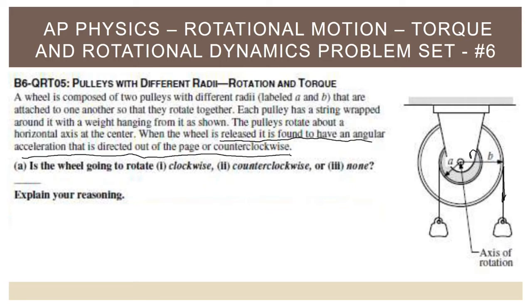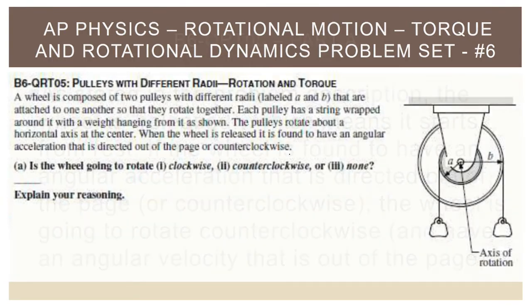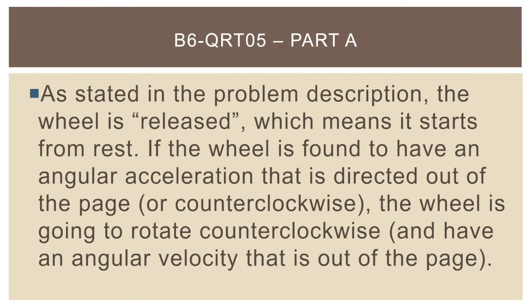And so as we mentioned here, the question says, is the wheel going to rotate clockwise, counterclockwise, or none? And the question says, when the wheel is released, it's going to have an angular acceleration that's counterclockwise. So the answer here is pretty straightforward. As stated in the problem description, the wheel is released, which means it starts from rest. If the wheel is found to have an angular acceleration that is directed out of the page or counterclockwise, the wheel is going to rotate counterclockwise and have an angular velocity that is out of the page.